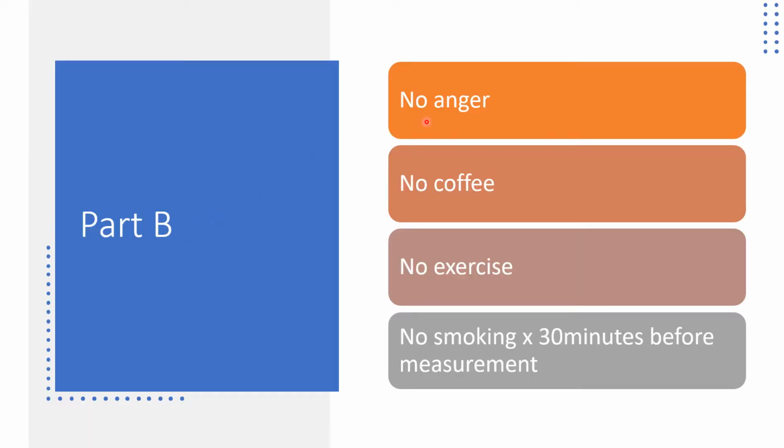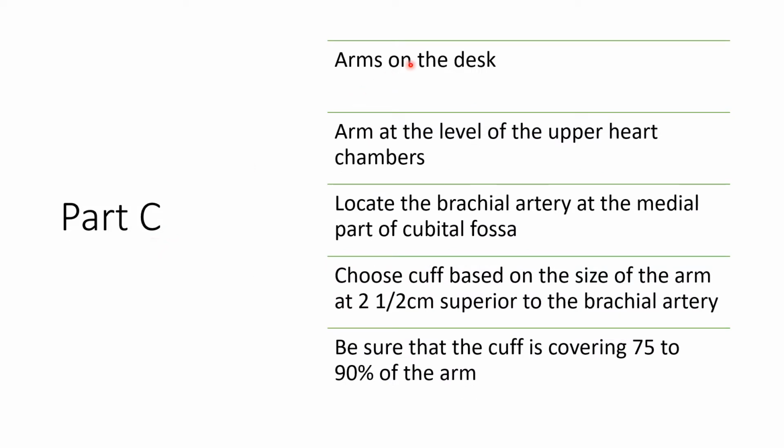Part B is that there should be no anger, no coffee, no exercise, no smoking for 30 minutes before the measurement. Part C. The arm should be on the desk, arm at the level of the upper arm chambers. Locate the brachial artery at the medial part of the cubital fossa. Choose the cuff based on the size of the arm, at 2.5 centimeters superior to the brachial artery. Be sure that the cuff is covering 75 to 90% of the arm.